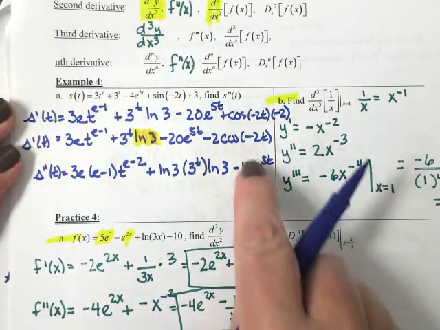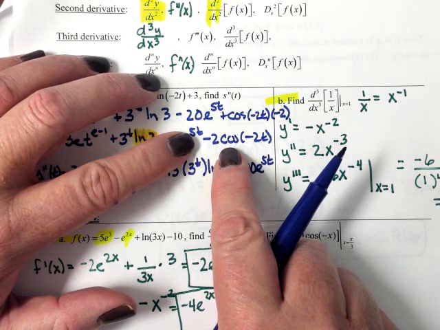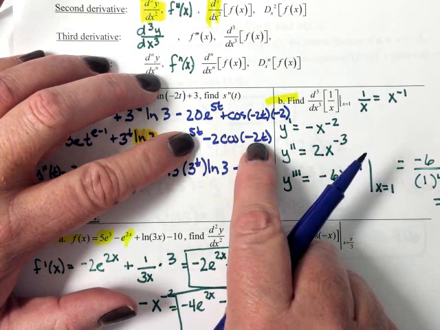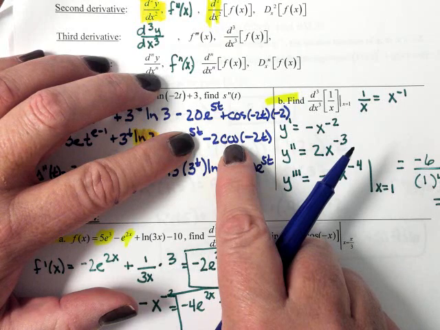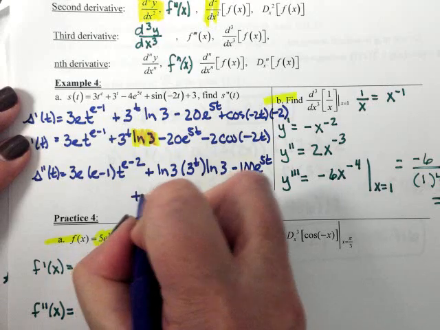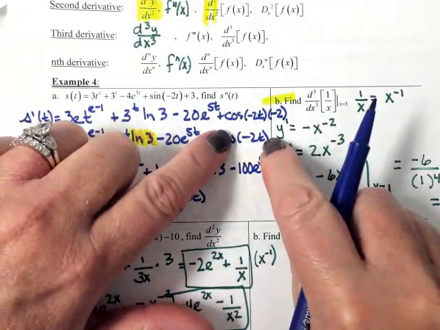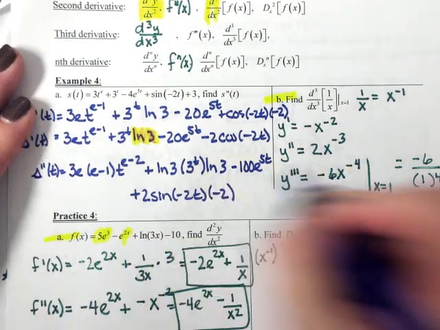And then finally, I'm going to have to apply my chain rule again to negative 2 cosine of negative 2t. Again, I know the derivative of cosine is a negative sine, and a negative times a negative is a positive. So that's going to give me a positive 2 sine of negative 2t, but then I need to take the derivative of the inner function, which is a negative 2.